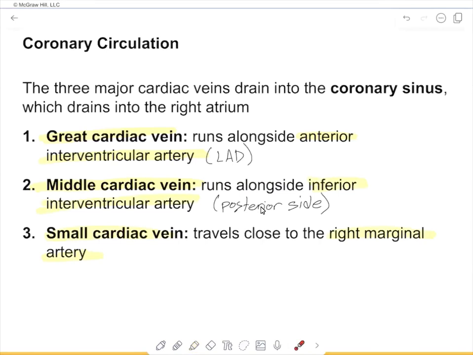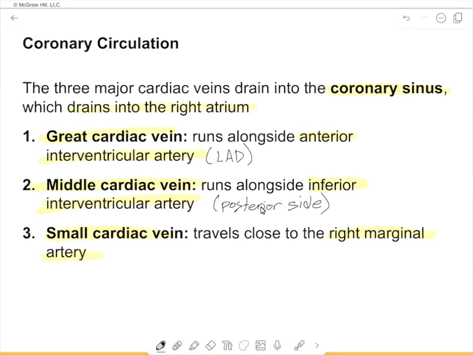So these coronary arteries are paired up with the coronary veins. Again, the great cardiac vein is on the front next to the anterior interventricular artery. The middle cardiac vein is on the posterior, the back of the heart, and runs next to the inferior interventricular artery. And then the small cardiac vein is by the right marginal artery down near the right ventricle. So within the veins is deoxygenated blood that is returning from the myocardium back to the heart. The place where it drains into is the coronary sinus, and that drains into the right atrium.